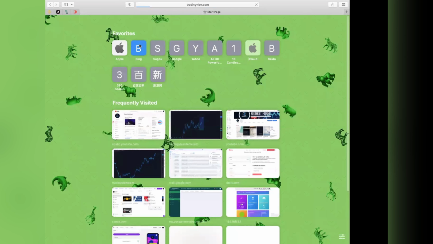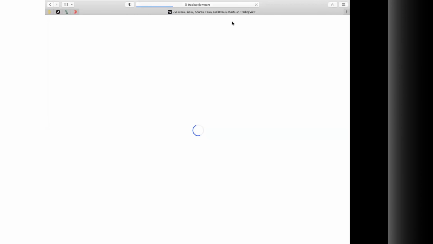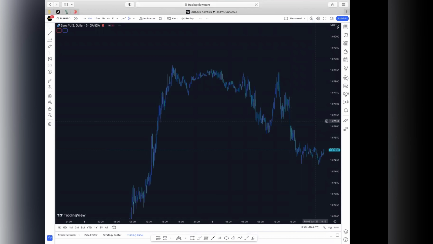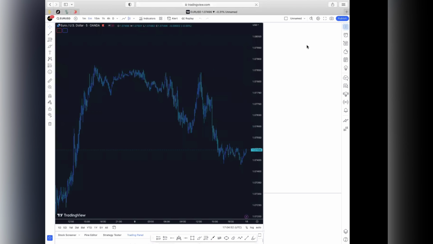All right. So we're going to look. What pairs do you have on your watch list, so that we can look? EUR USD and GBP USD. Personally, I have gold. So we're going to look at three of them.